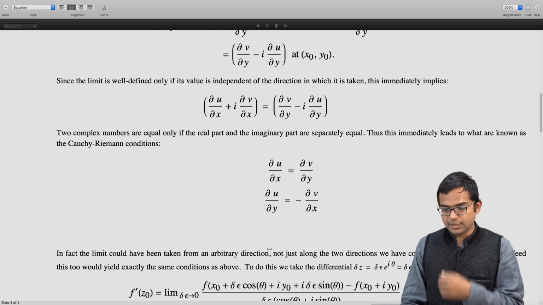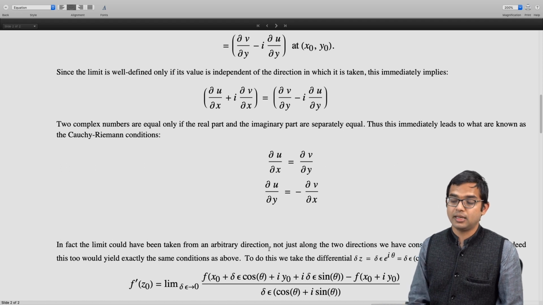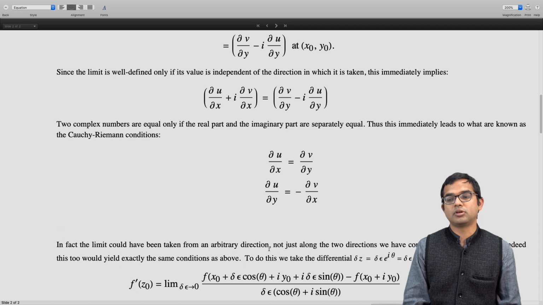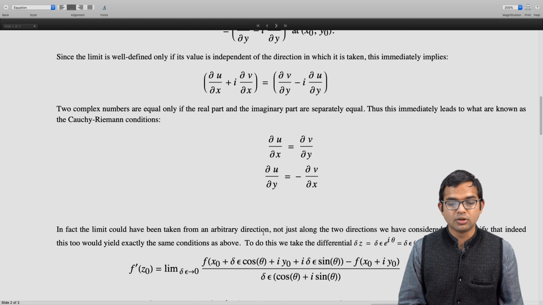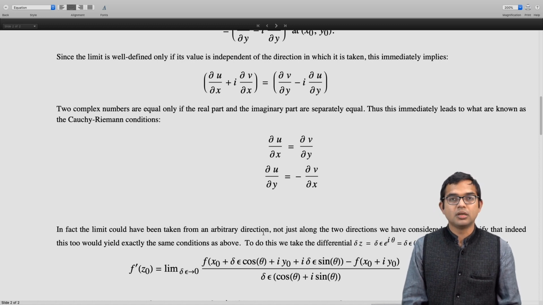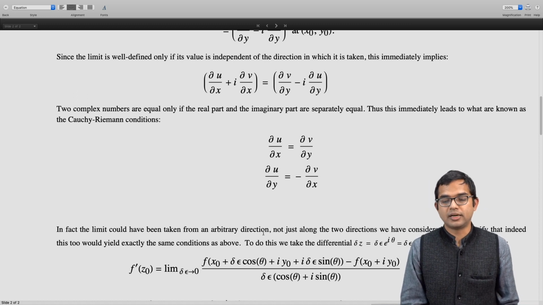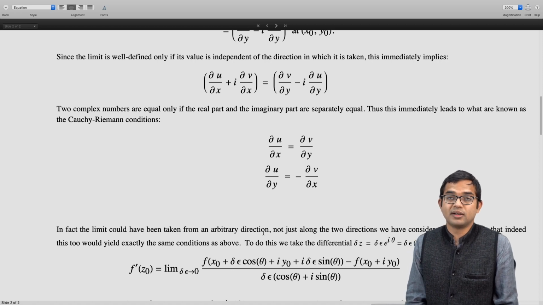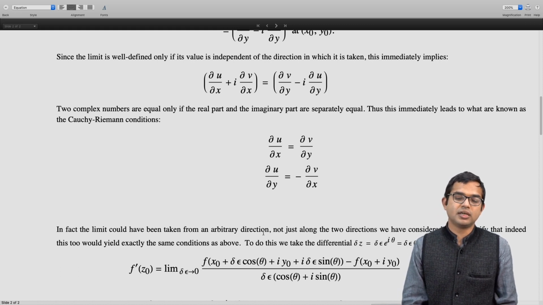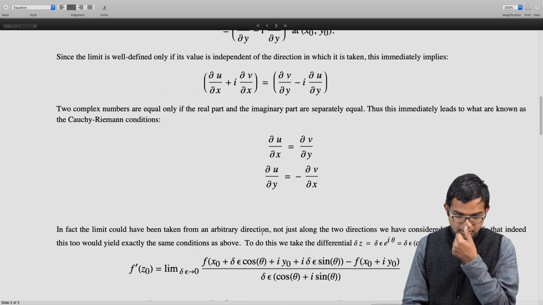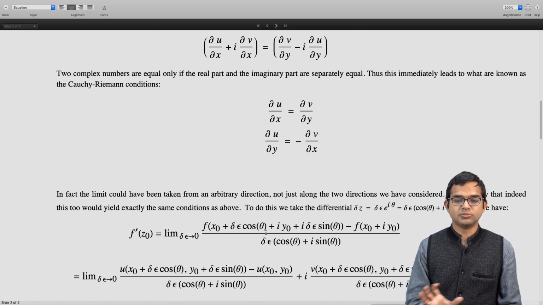Suppose we take this delta z to be delta epsilon times e to the I theta. So then we expand it out, we have delta epsilon times cos theta plus I times sin theta. Then if you take the derivative f prime of z naught, you have limit delta epsilon going to 0, f of this more complicated argument now, x naught plus delta epsilon cos theta plus I y naught plus I times delta epsilon sine theta. So this just comes from a more complicated delta z, minus, of course, just f of z naught, which is f of x naught plus I y naught, and in the denominator once again you have delta epsilon times e to the I theta. So I have expanded out e to the I theta in the denominator. Now we can separate these terms out.